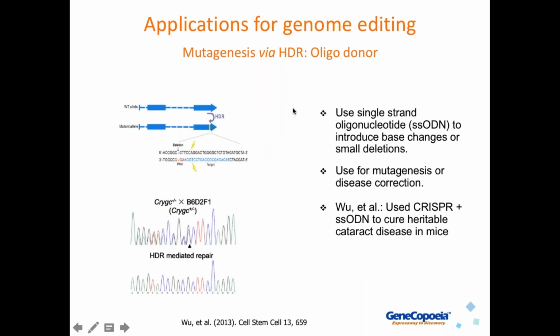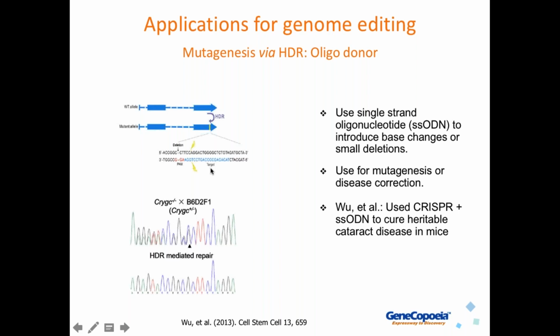Another commonly used application for genome editing is to do mutagenesis via homologous recombination, and that can often be done using an oligonucleotide donor. These are single-strand oligonucleotides that range anywhere from 80 to 200 base pairs in length. And what you can do with this is introduce these oligonucleotides along with your CRISPR system.